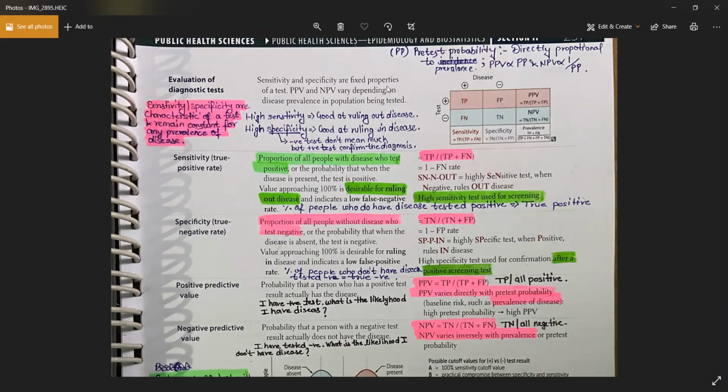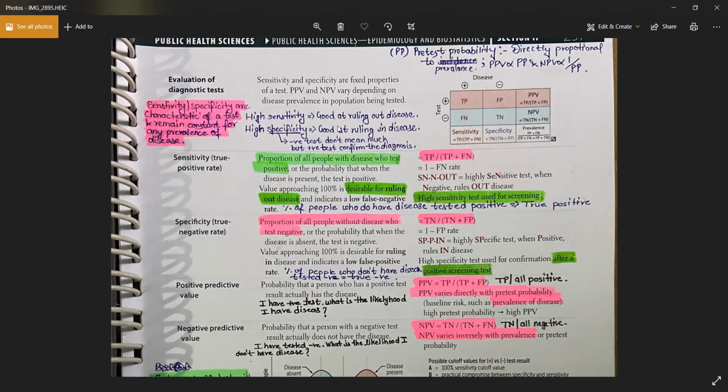They cannot change with the prevalence of a certain disease in the population. Okay, it is always fixed for a certain test. Doesn't matter whether disease is prevalent in a certain population or not. Okay, sensitivity and specificity are very fixed for a certain test. Okay, so we understand the sensitivity and specificity.